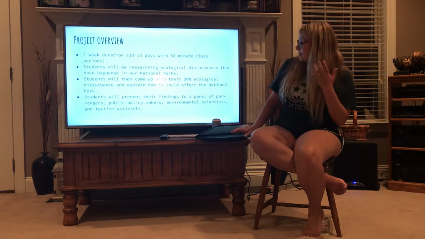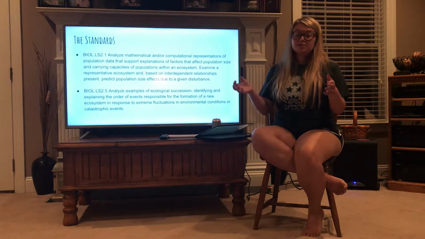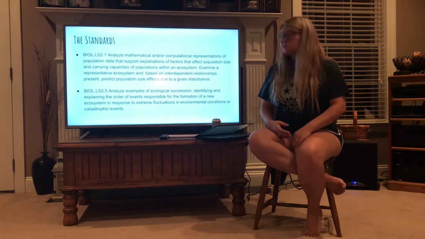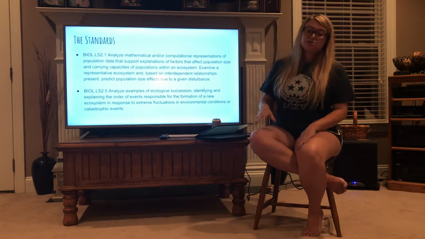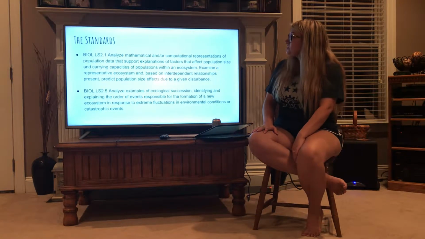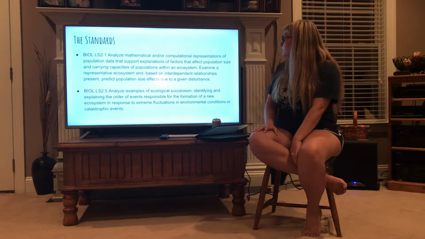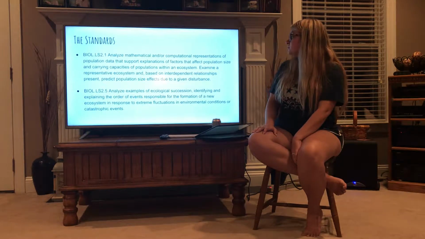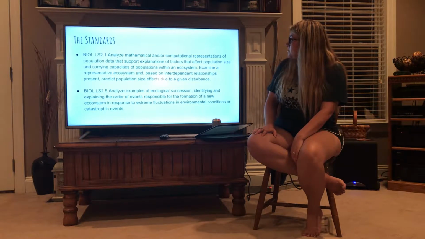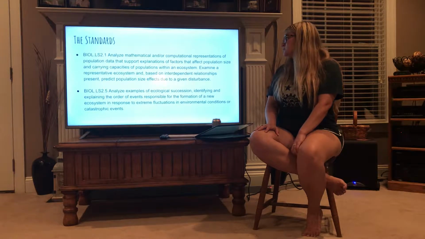So standards: Tennessee has actually just rolled out a new set of science standards, based off of the Next Generation Science Standards, and those are where I pulled my science standards from. The first is to analyze mathematical and/or computational representations of population data that support explanations of factors that affect population size and carrying capacities of populations within an ecosystem, examine a representative ecosystem, and based on interdependent relationships present, predict population size effects due to a given disturbance.